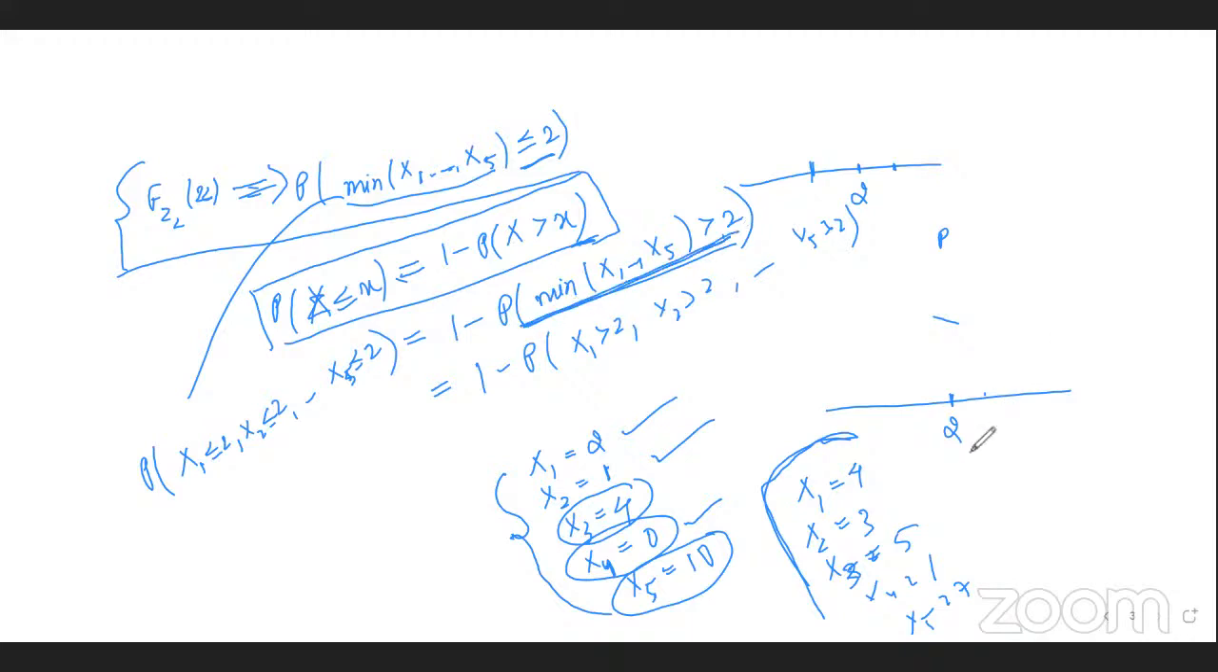So if the minimum is greater than 2, in this case, the minimum is this x2, right? x2 equals 3. If the minimum is greater than 2, it means all of the values that the random variables are taking should be greater than 2. It is not possible that if the minimum is greater than 2, some of the random variables can be less than 2. Okay, ma'am. Right? Means all values should satisfy.